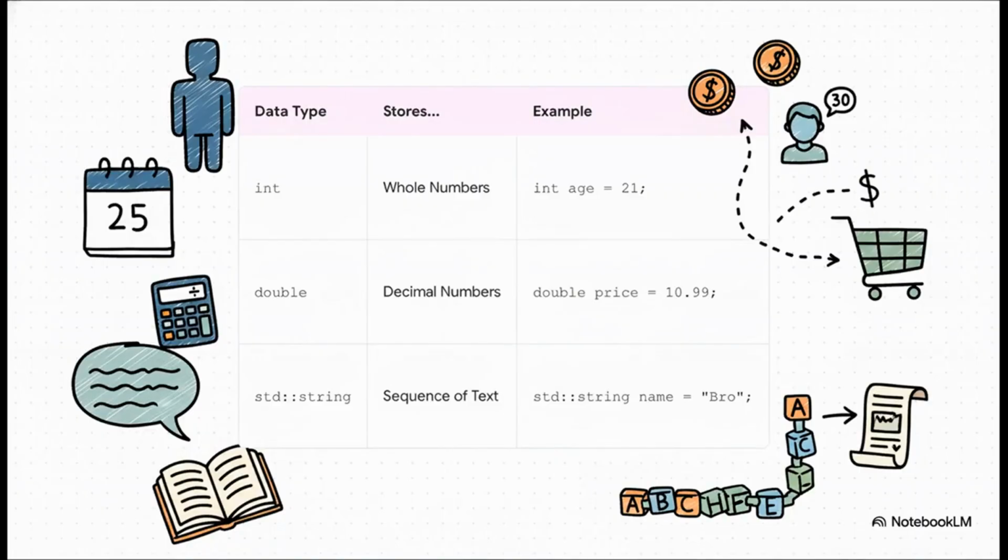An int is a box just for whole numbers. For counting things, like your age. A double is for numbers with decimal points, like a price tag. And a std::string, well, that's your box for holding text, like somebody's name. It's all about telling the computer what kind of stuff you're storing.